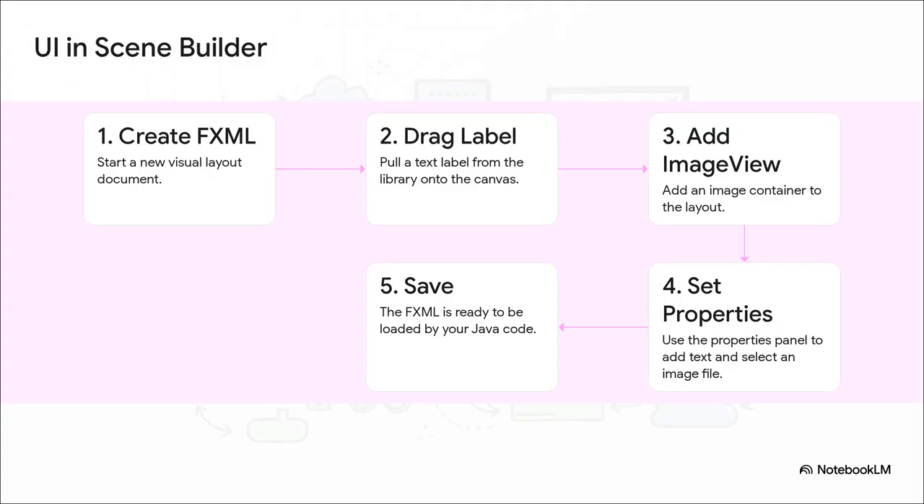And actually using it? It's so simple. You just open up an FXML file, start dragging components like labels and images right onto your canvas, and tweak their properties in a side panel. When you hit save, boom! Scene Builder generates a perfect layout file all ready for your Java code to plug into.